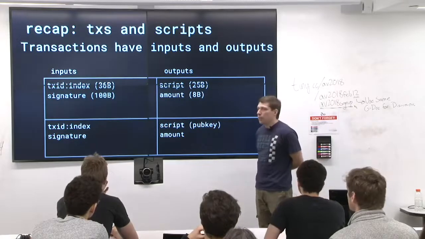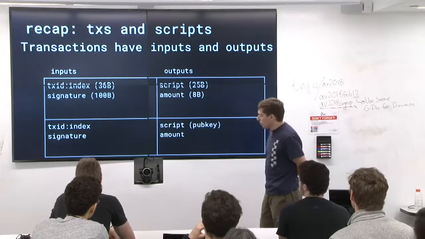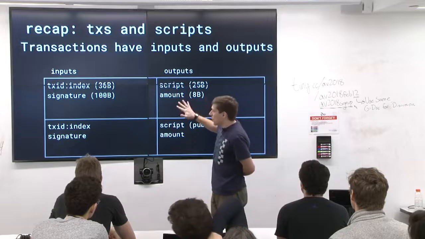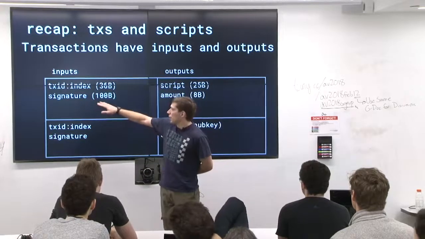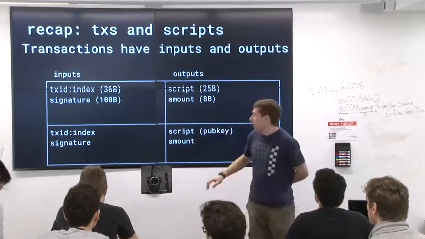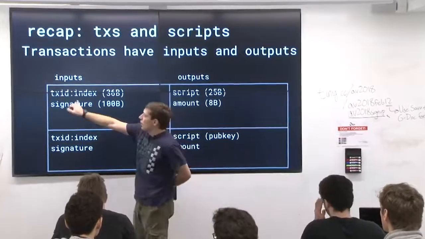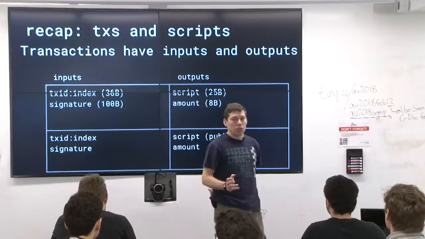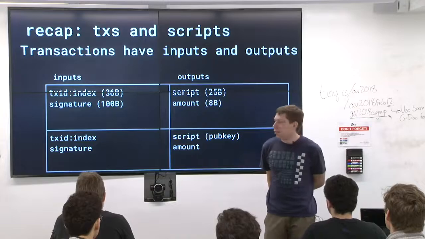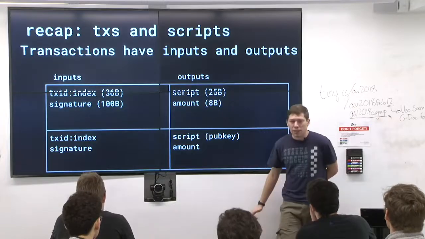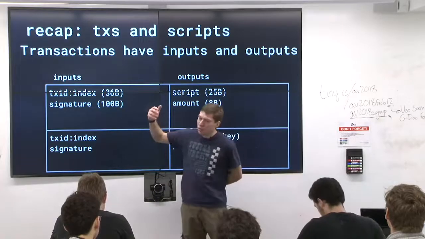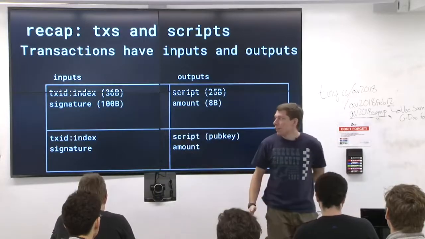Just some real-world numbers. This is how big things are, roughly. So a transaction ID and index, to point to a previous transaction. The transaction ID is 32 bytes. The index is encoded as a 4-byte, so 32-bit integer, which is kind of overkill because I think the most outputs there's ever been is like 1,000 or something. So you really don't need it to be able to go up to 4 billion. But that's how it is.